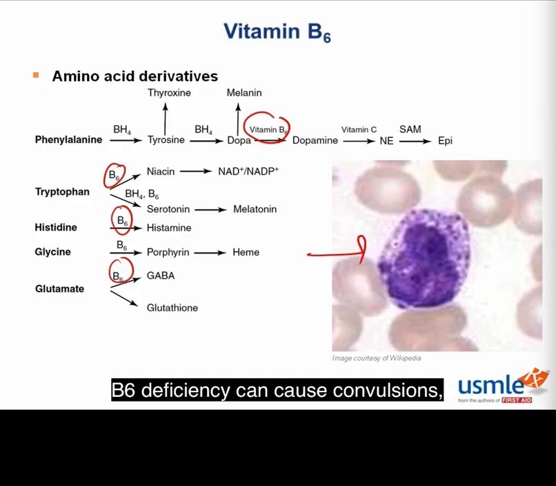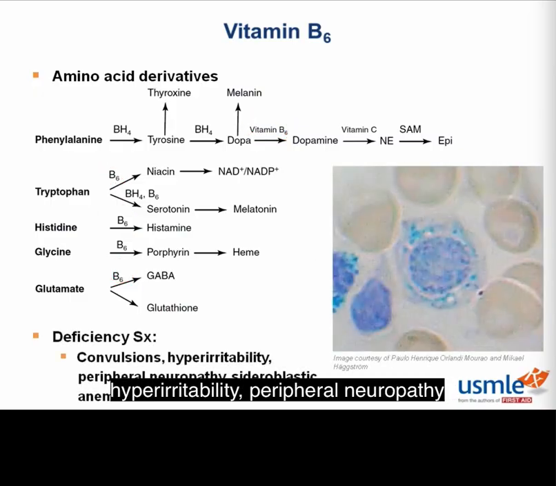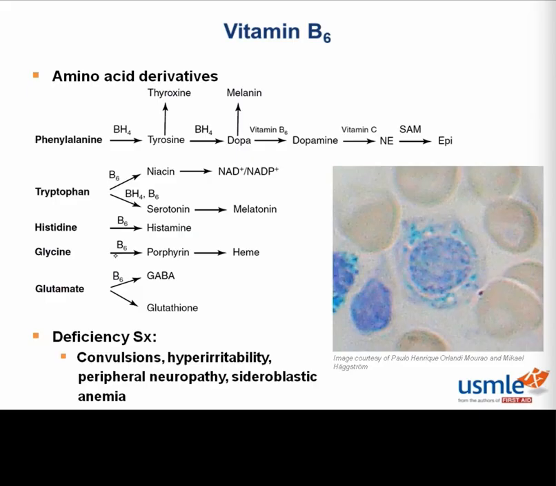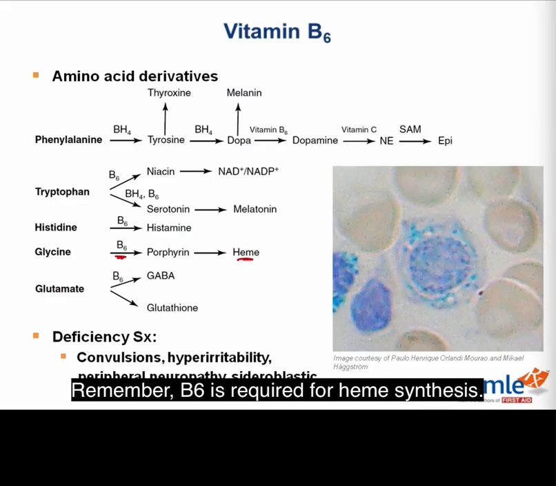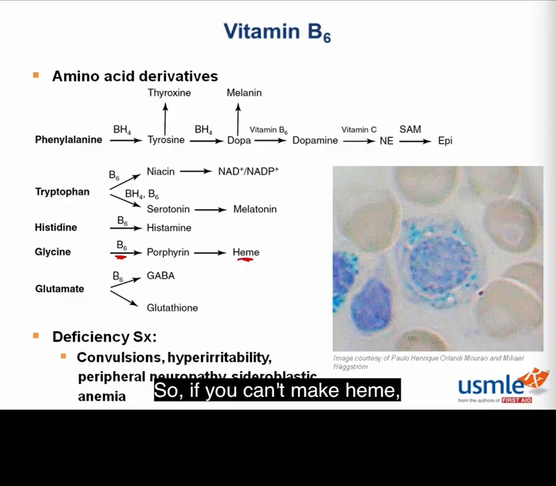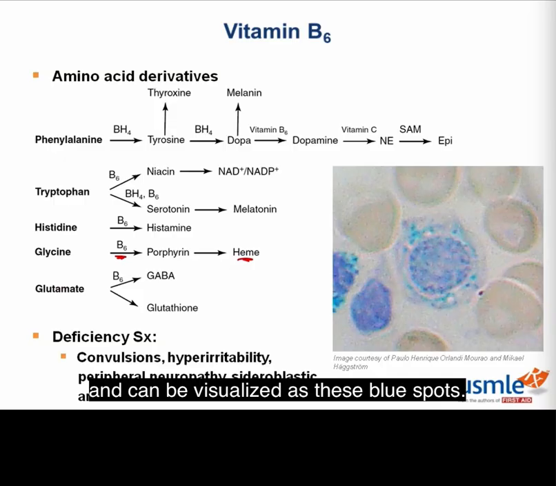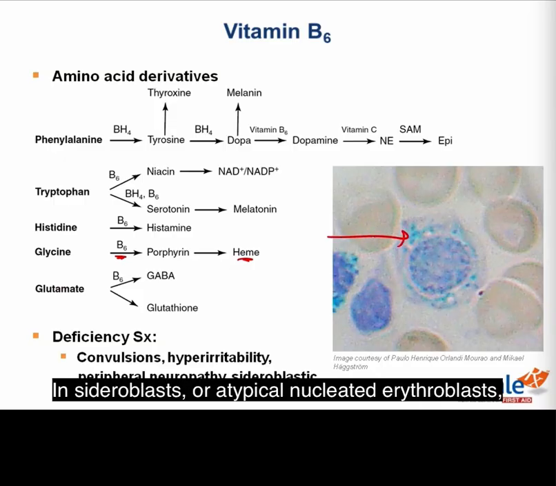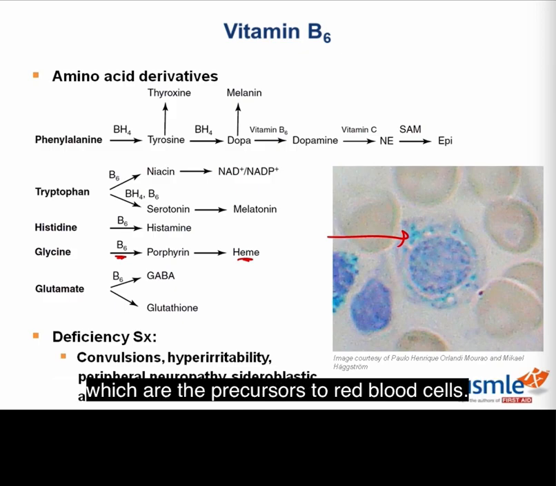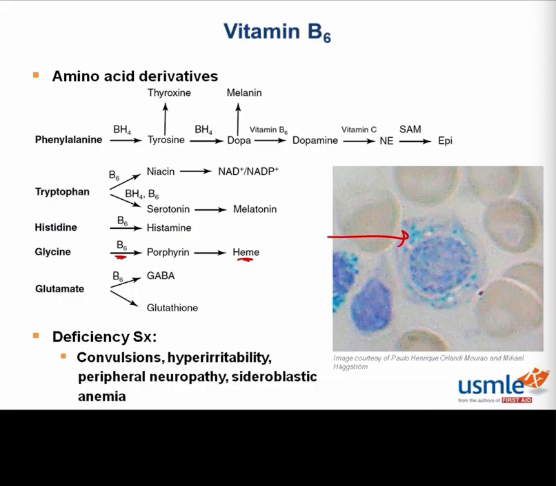B6 deficiency can cause convulsions, hyperirritability, peripheral neuropathy, and sideroblastic anemia. So why sideroblastic anemia? Remember, B6 is required for heme synthesis. So if you can't make heme, then the iron just accumulates in the mitochondria, which is pathologic, and can be visualized as these blue spots in sideroblasts, or atypical nucleated erythroblasts, which are the precursors to red blood cells. So where would you find these cells? Only in the bone marrow.